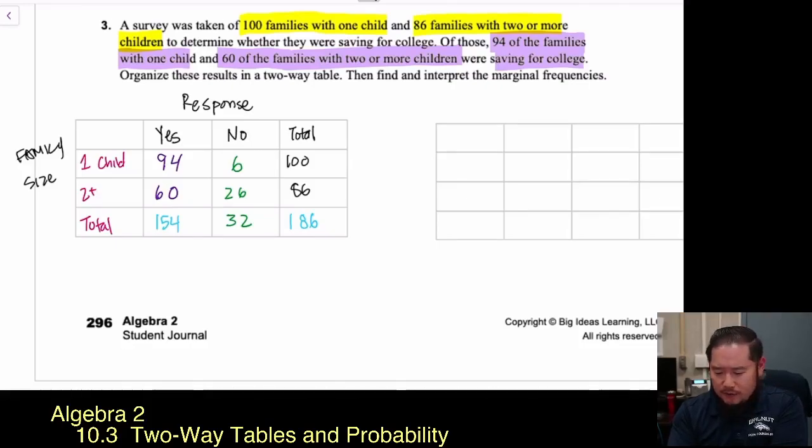So I'll highlight a few things. I think it's always important right here. We'll start off, we have 186 right here, families surveyed. That'll be one big thing.